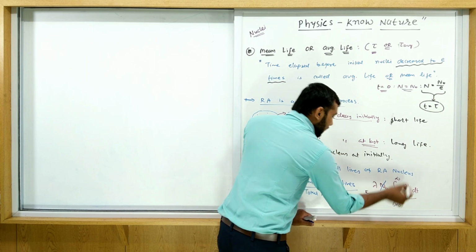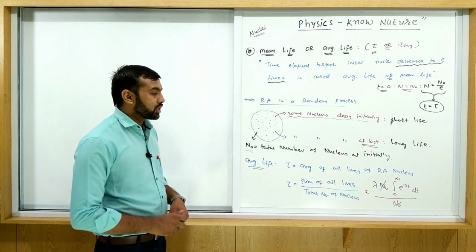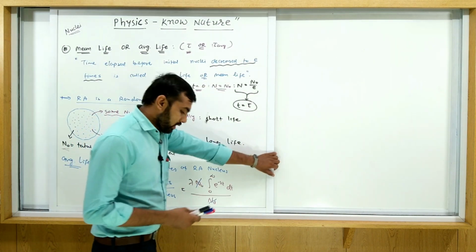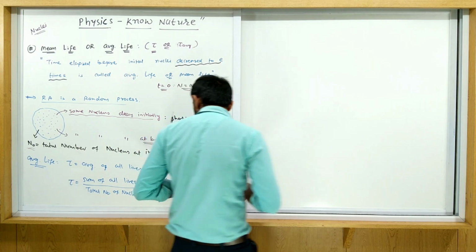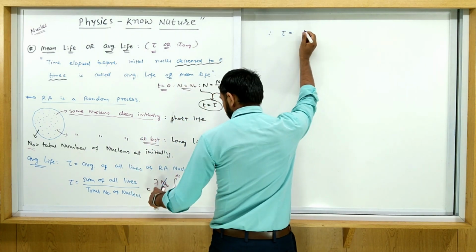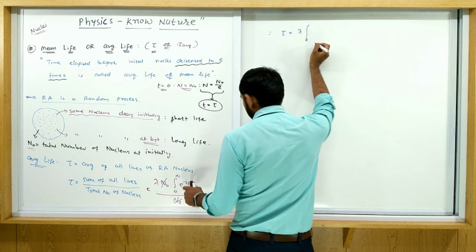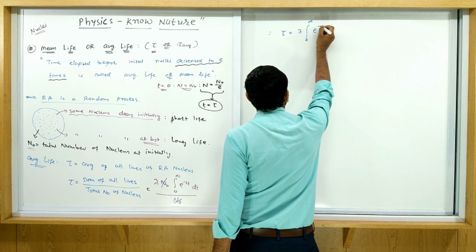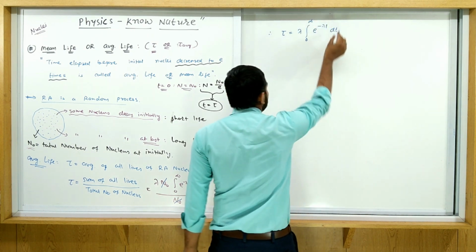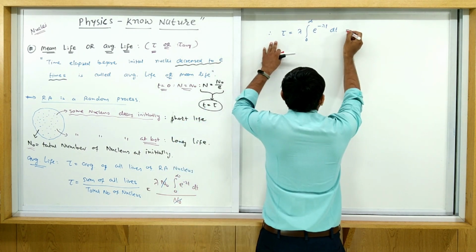So n0 and n0 cancel out here. So our answer is what? Lambda integration e raised to minus lambda t into dt. So finally we get this answer from here. So tau is equal to lambda into integration 0 to infinity e raised to minus lambda t dt. After simplification of this integration, finally you get this answer.